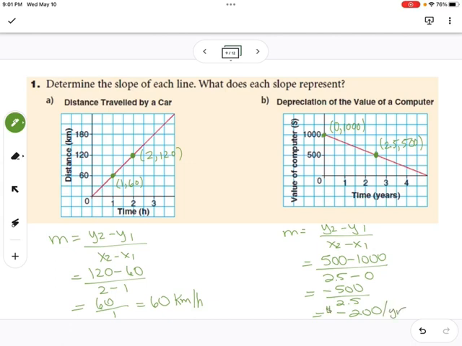Okay, the other thing I'd like you to notice here, the first one is this line is going in the positive direction, so we have a slope that is positive. The second one, we have a line going in the negative direction, so our slope is negative. Okay, so that's a good way to double check that you have the right answer.